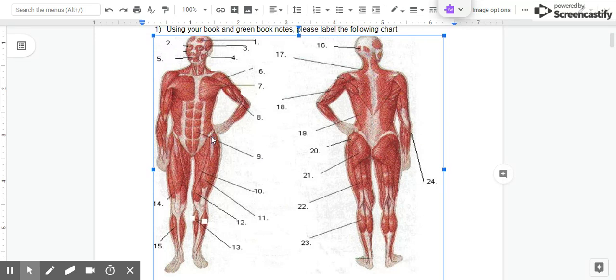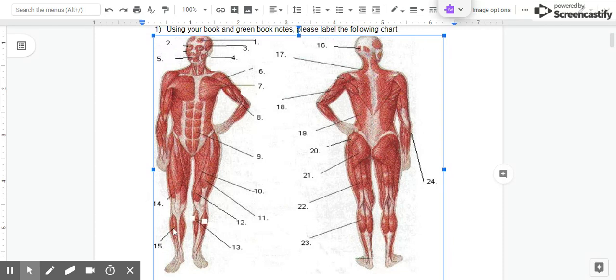10 is the one that comes across like a little band right here. That's the sartorius. 11 is the center of the thigh. That's the rectus femoris. 12 is the medial muscle here in the thigh, which is the vastus medialis. 13 is kind of in the middle of your calf here, the sole. That is the soleus. 14 is over here on the lateral side. That's the vastus lateralis.